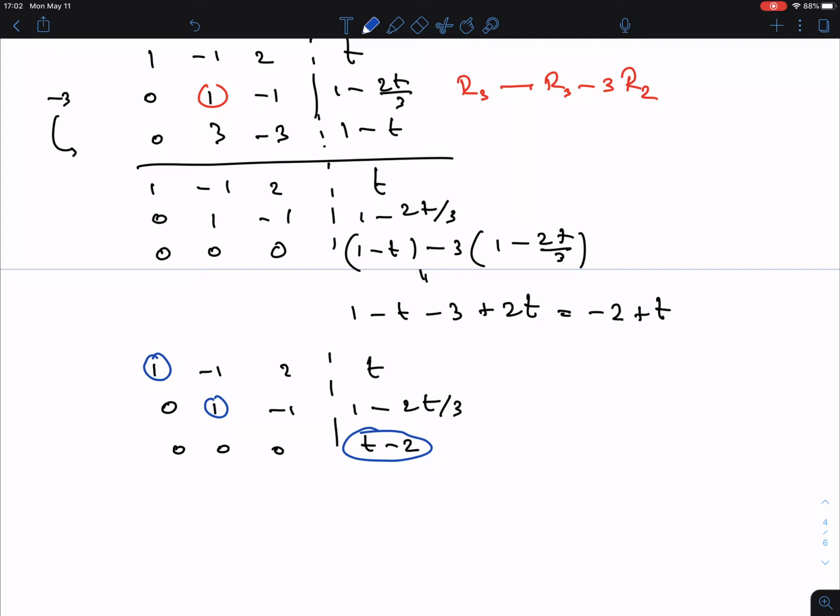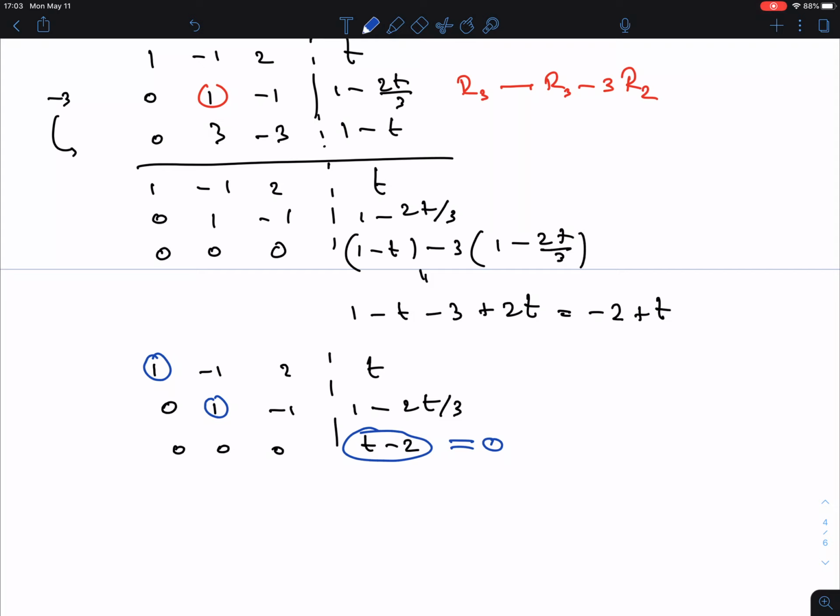This is not allowed, because that would mean 0 times x1 plus 0 times x2 plus 0 times x3 is equal to some non-zero number. So this is the condition. This has to be 0. Remember, we can never have a pivot in the augmented column. That's the condition for solvability.